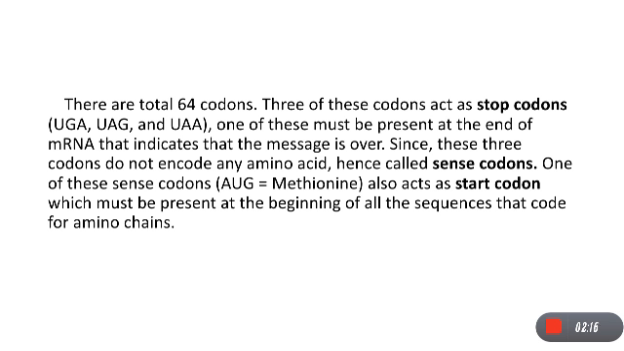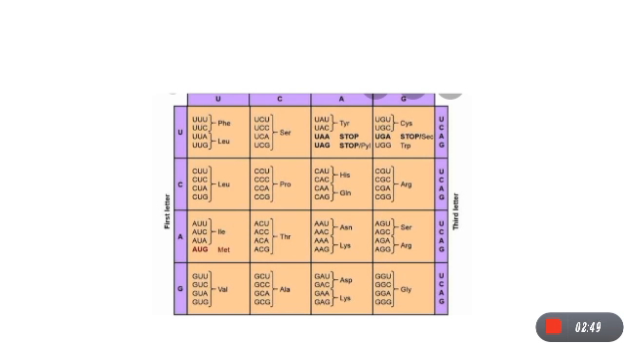There are a total of 64 codons. 3 of these codons act as stop codons. One of them must be present at the end of messenger RNA to indicate that the message is over. The remaining codons encode amino acids and hence are called sense codons. One of these sense codons, methionine AUG, also acts as the start codon, which must be present at the beginning of all the sequences that encode for amino acid chains. Here is the table for the genetic code.